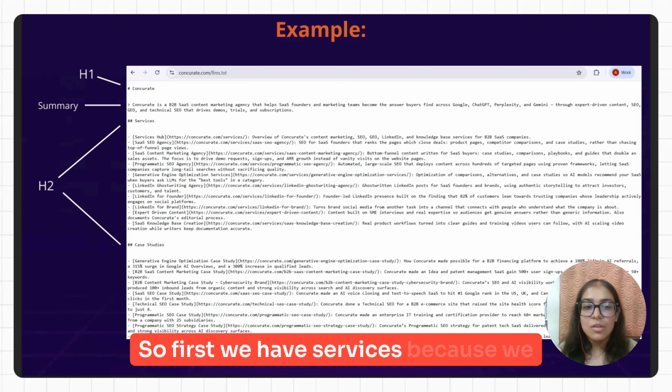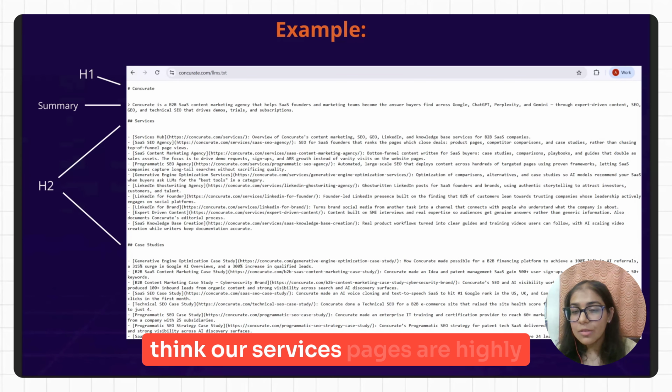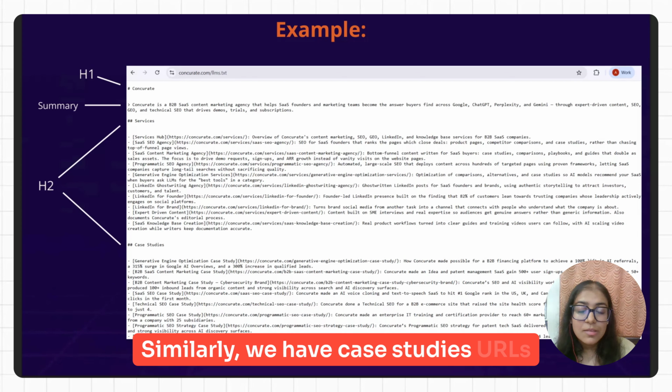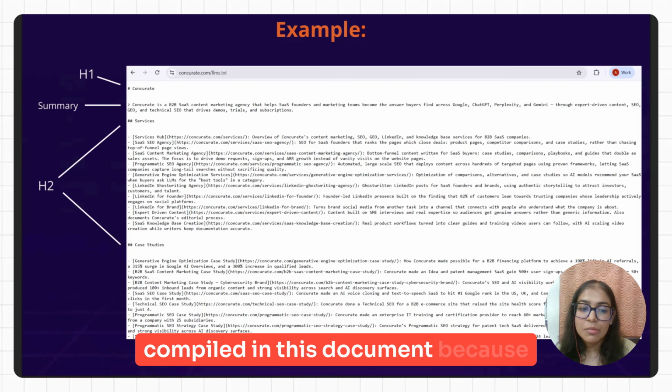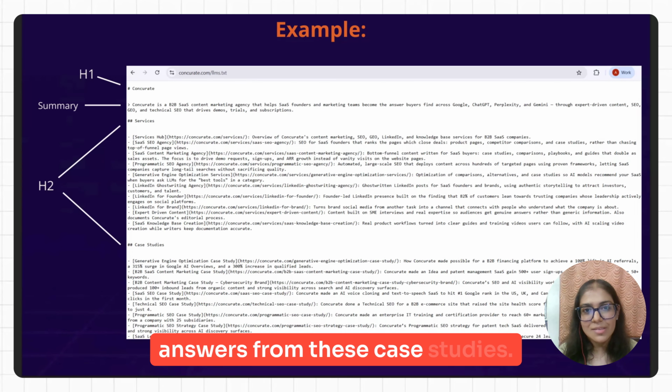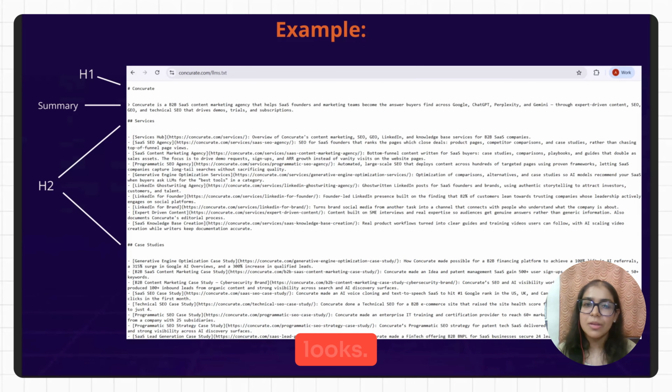So first we have services because we think our services pages are highly important for us. Similarly, we have case studies URLs compiled in this document because again, case studies are very important and we want AI to fetch answers from these case studies. So this is how an llms.txt file looks.